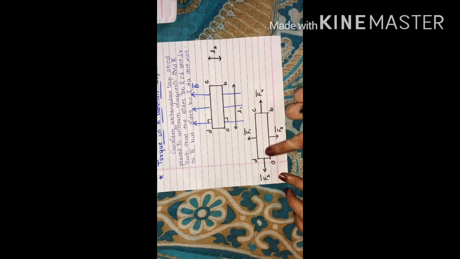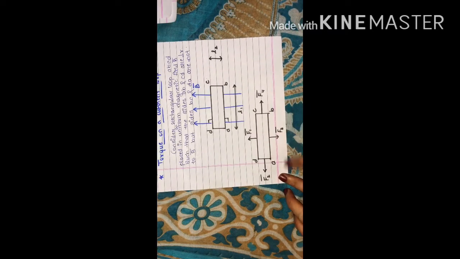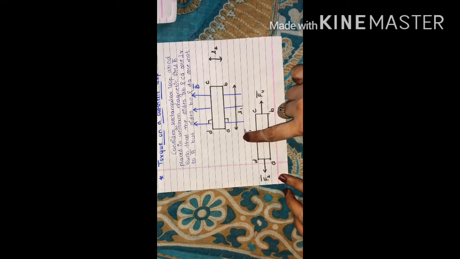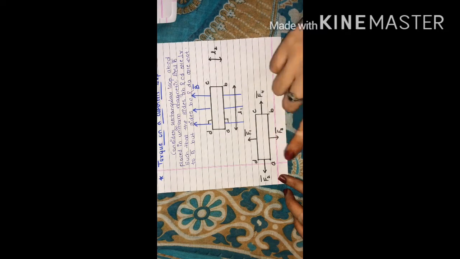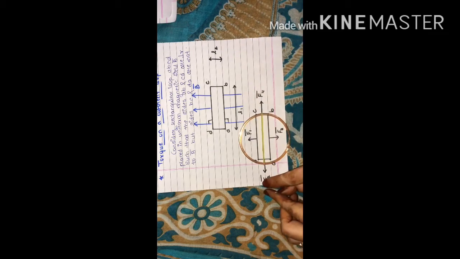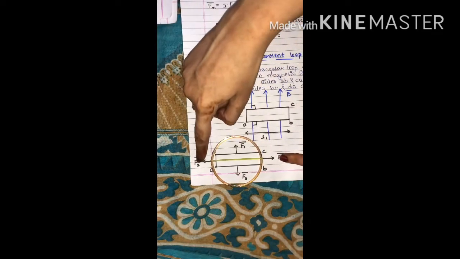Now the length is L1 and the breadth is L2. The forces acting on the sides of the coil are given as follows: on the CD side it is force F1 in the upward direction. Due to this force F1 and this force F3, the coil is rotating about this axis. It is somewhat like this. Suppose this is rectangular, and this is the axis of rotation, which is not moving.